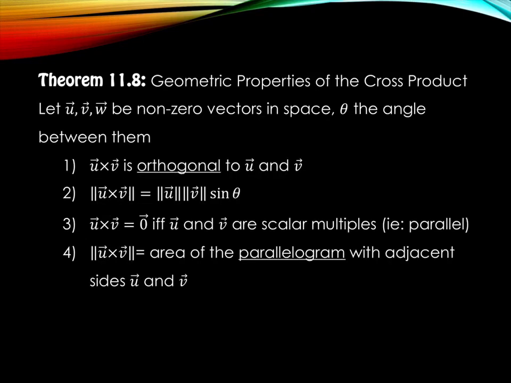So the geometric properties, there's only 4 of them as opposed to the 6 of the other ones. They describe some of the things we already said. For example, number 1, U cross V is orthogonal to U and V. That's what we've created, an orthogonal vector. We're going to show an example of that actually happening in a minute. The second one gives us a trig relationship between them: the magnitude of U cross V is the magnitude of U times the magnitude of V times sine theta.